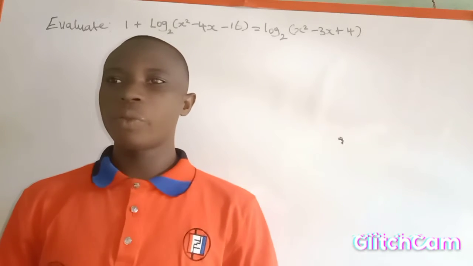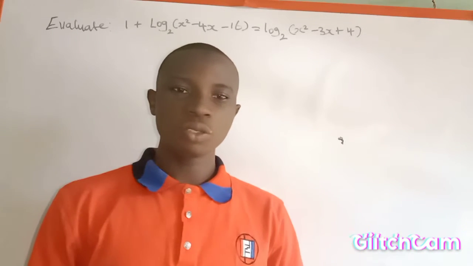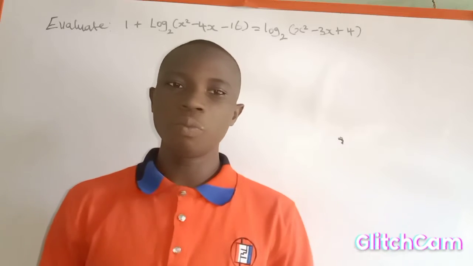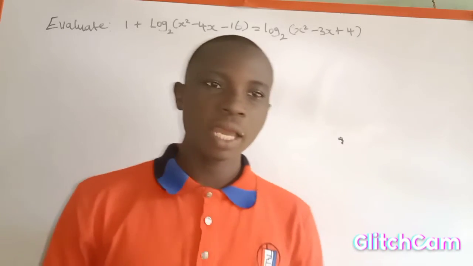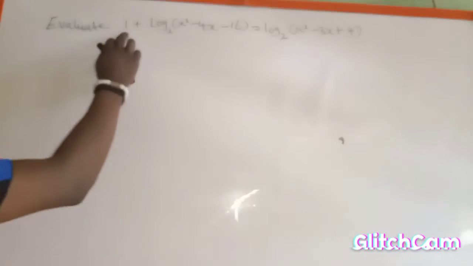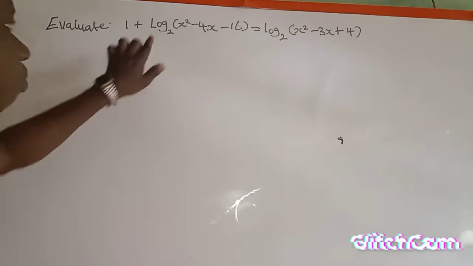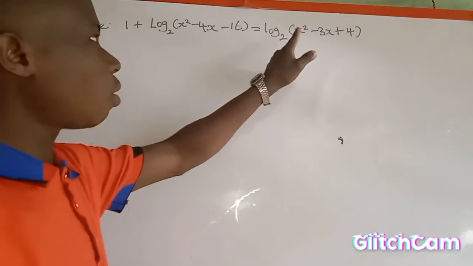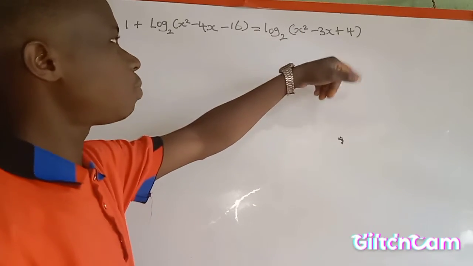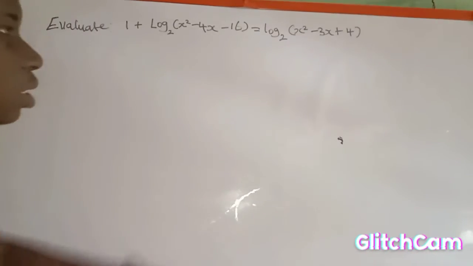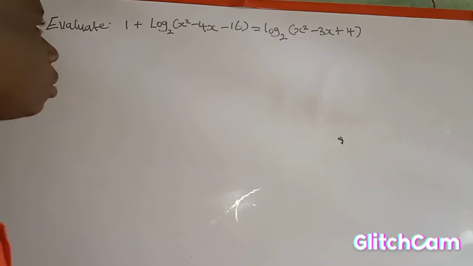In today's tutorial, we're going to provide a solution to this long reading question on the board. The question says we are asked to evaluate 1 plus log of (s squared minus 4s minus 16) to the base of 2 is equal to log of (s squared minus 3s plus 4) to the base of 2. This is a logarithm question.